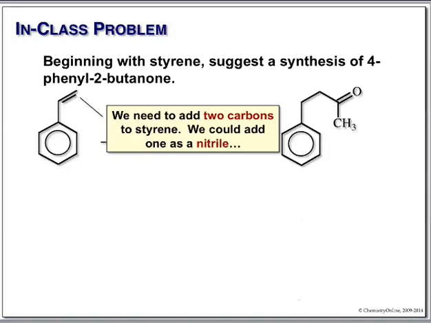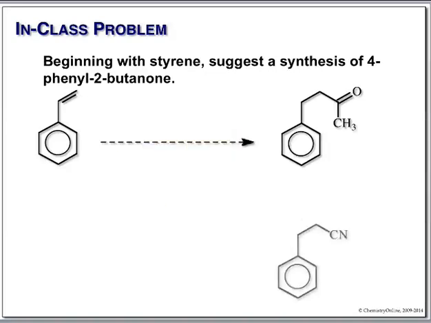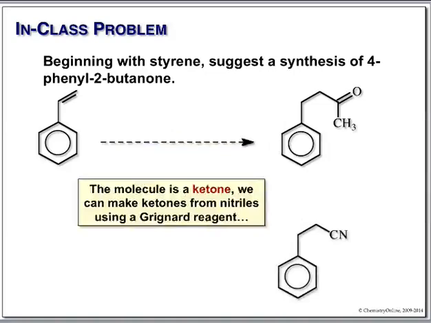And our intermediate. This is a nitrile carbon. Methyl group we added from methyl magnesium bromide. This is our nitrile, our Grignard reagent, simply methyl magnesium bromide.